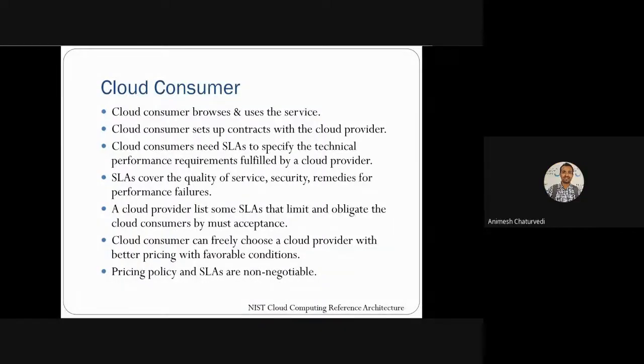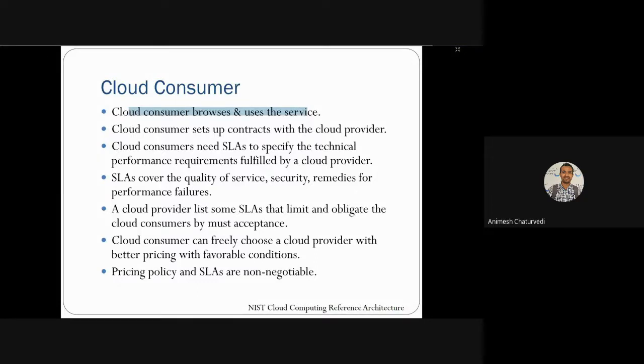Hello. So today we'll start with the cloud consumer part, which is one of the actors in the cloud computing model proposed by NIST. That architecture includes one of the top actors as the cloud consumer. So what does it do? The cloud consumer basically uses a browser and uses services.